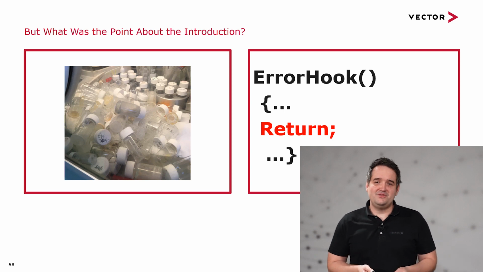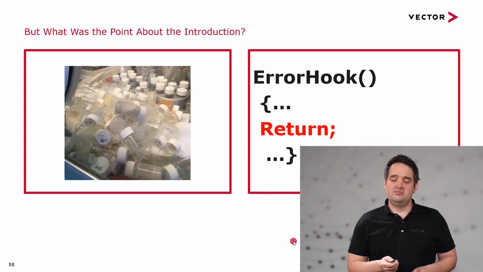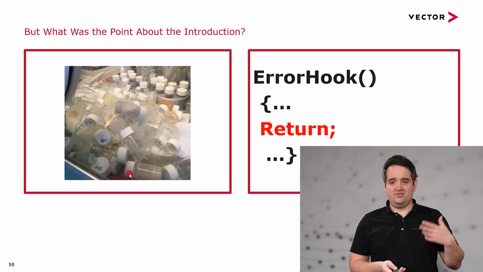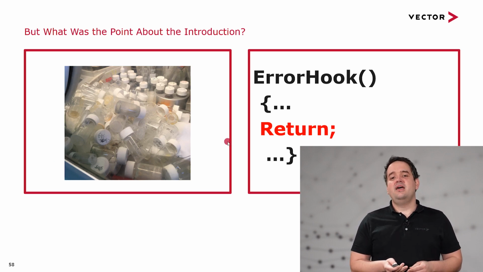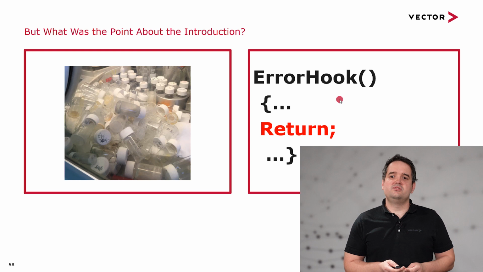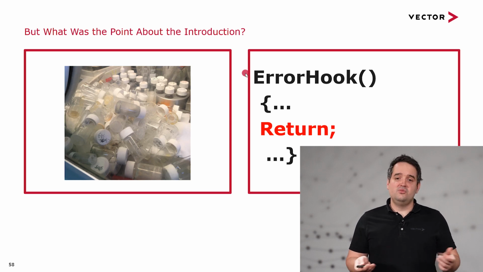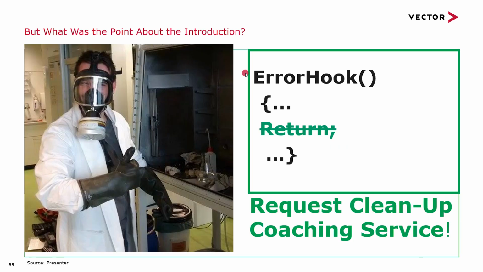What was the point about the introduction? So I presented you this mess in the laboratory I have to take care of and be busy with, always cleaning and cleaning. And I showed you this return from the error hook routine, how it could cause issues in your project. So you may check it if you find some piece of code like this. If that's the case, you may need a cleaner. So you can ask for a Vector cleanup coaching service, and then we may figure out how we can fix your project.